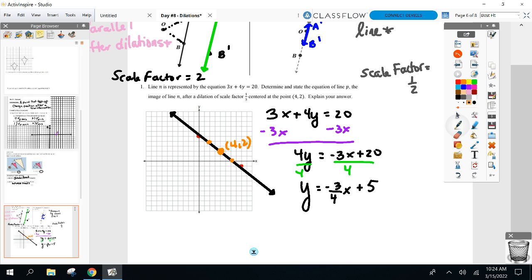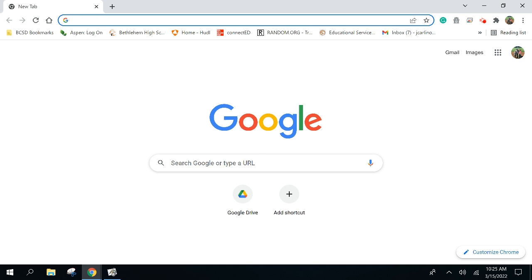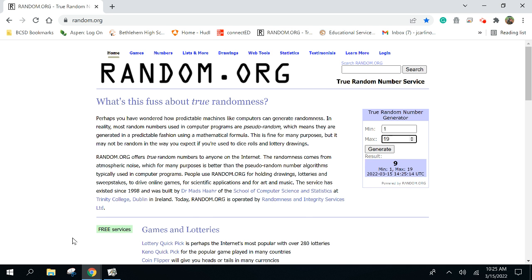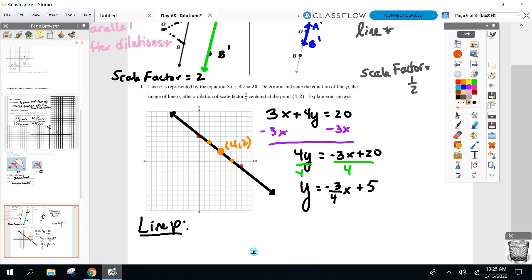We're done. So what's the equation of my new line here? State the equation of line P. I've got to start calling on people now. So what's the equation of line P then, if it didn't move anywhere? Probably watch 9 here. 9, what's the equation of my new line? The same, so it would be 3x plus 4y equals 5.